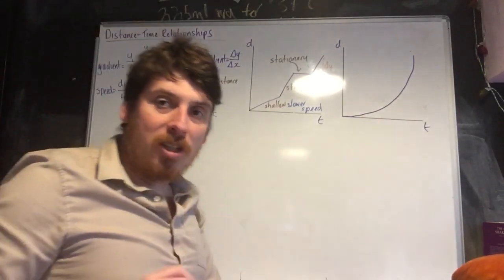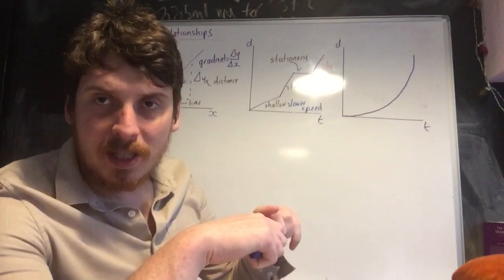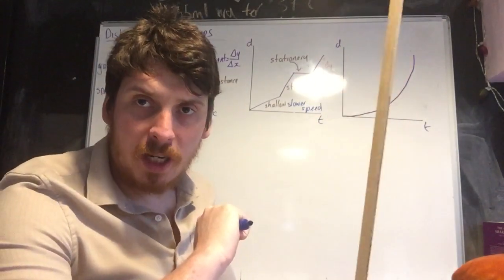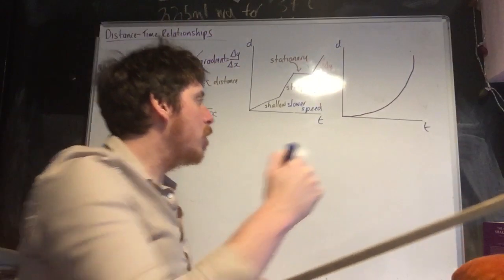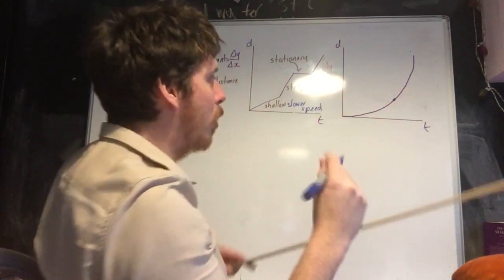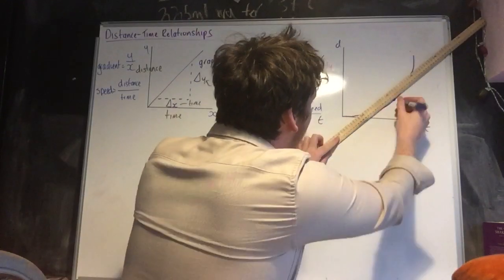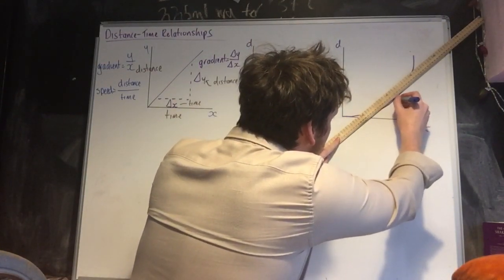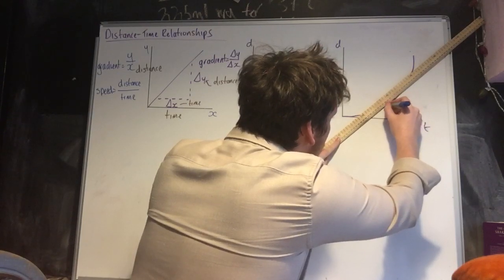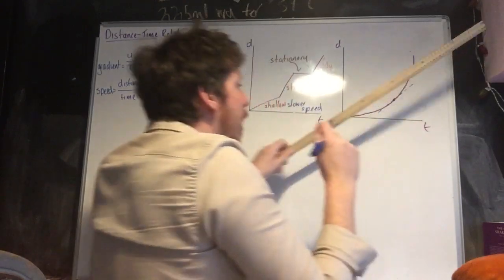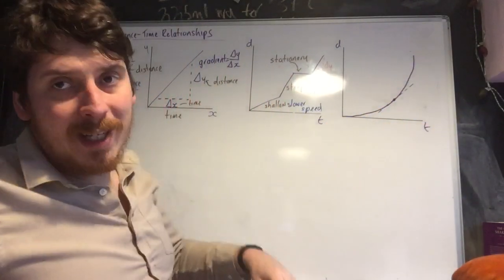Now you could be asked to calculate the gradient on a curve, okay? Now, you will need your ruler, and what you would do, if you were, say, to calculate the speed at that point on the curve, you would draw a tangent. Now, what you do is you make sure that your gradient hugs the curve as much as you possibly can, and you make your own straight line.